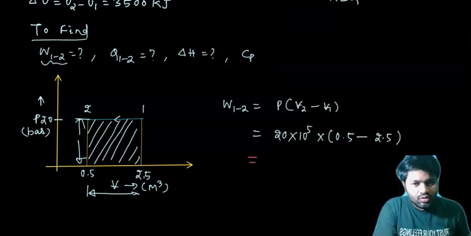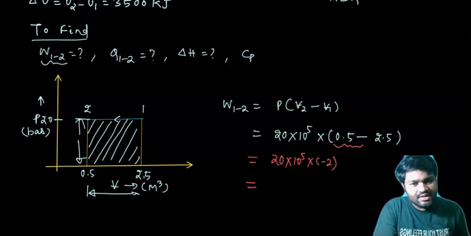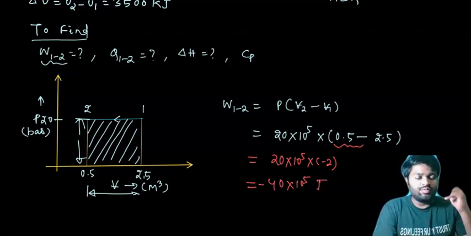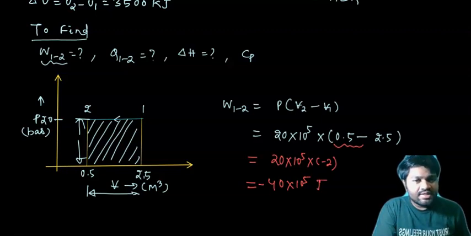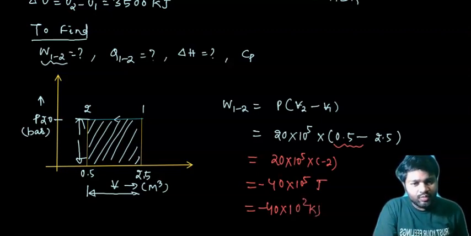okay, so this will be equal to minus 2, right? So 20 into 10 raised to the power 5 into minus 2. So here we get 40, obviously with a minus, into 10 raised to the power 5, and the unit will be joule. And if we convert this joule into kilojoule, then we can write this as minus 40 into 10 raised to the power 2, so this is 10 square, and this will be kilojoule.